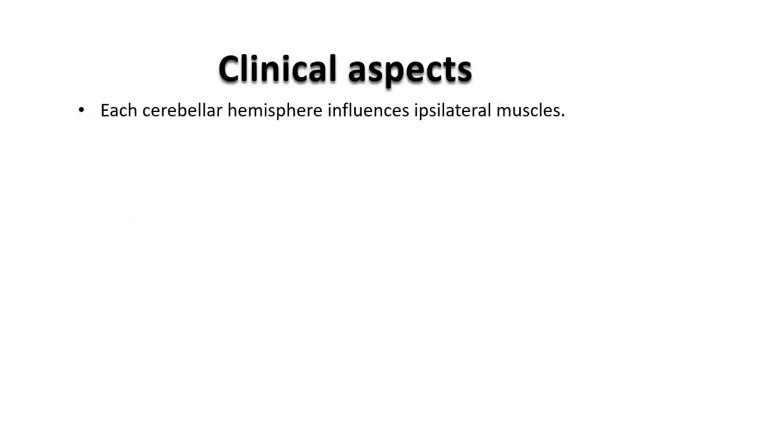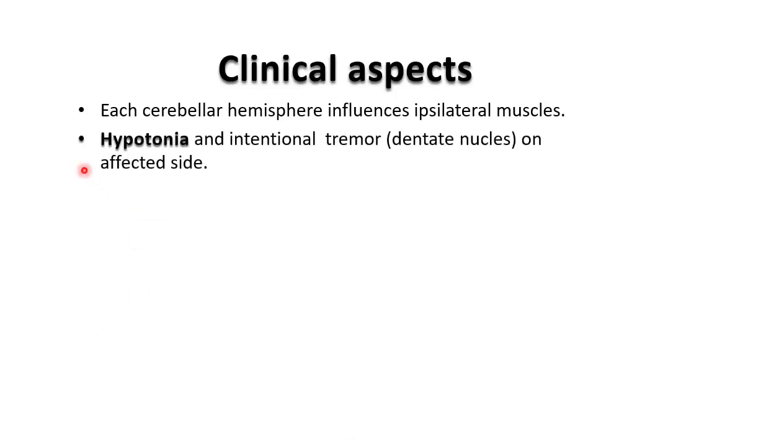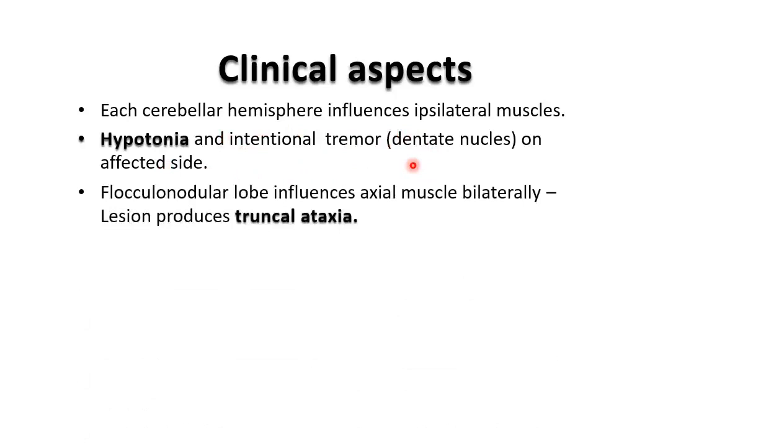Each cerebellar hemisphere, as I told you, influences the ipsilateral muscles mainly through the ipsilateral motor neurons in the spinal cord. So hypotonia and intentional tremor: loss of muscle tone, loss of tendon reflex, and intentional tremors, because of a lesion in the dentate nucleus, especially on the affected side. And truncal ataxia, because the flocculonodular lobe projects bilaterally to both sides. The body sways, not standing in the erect position.